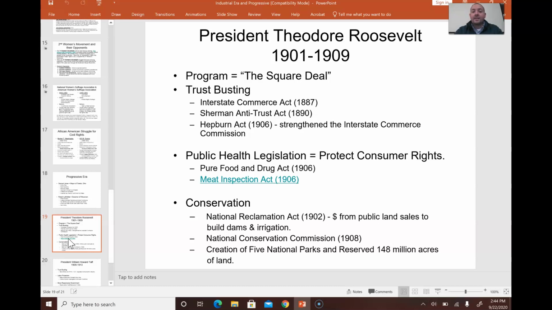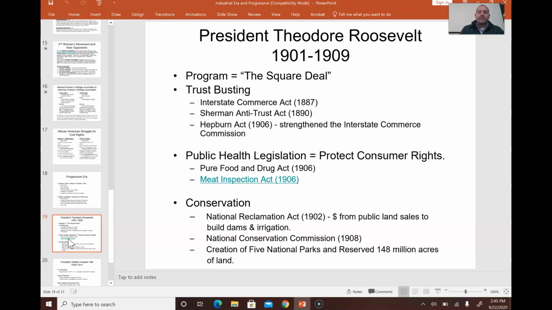So what he does is he allows to pass the Interstate Commerce Act, which regulates, as the name would suggest, trade between the states so that there can't be price gouging. There's the Sherman Antitrust Act that begins to break up those trusts, those monopolies that dominate the industry.